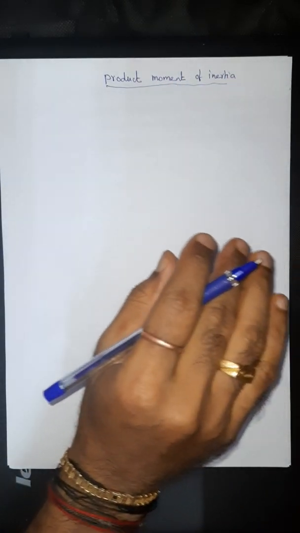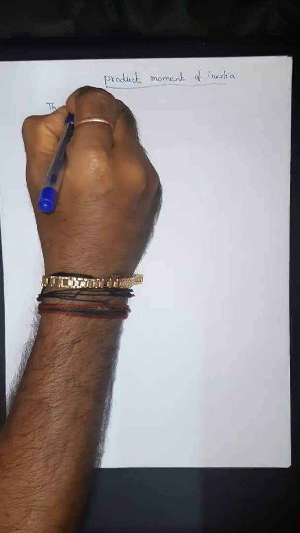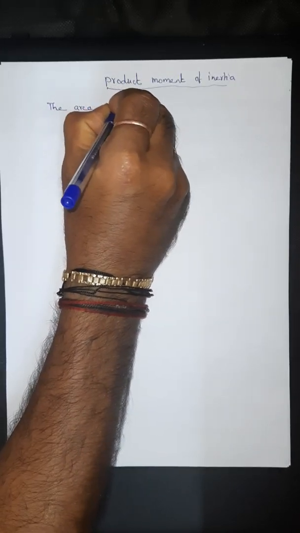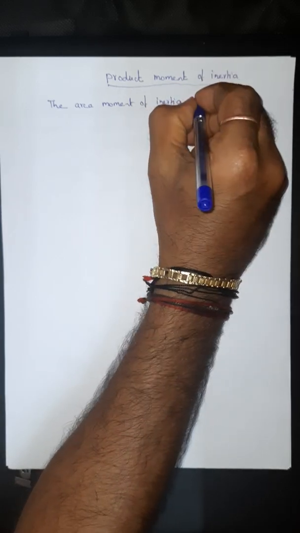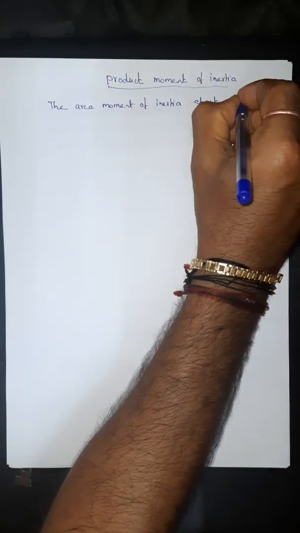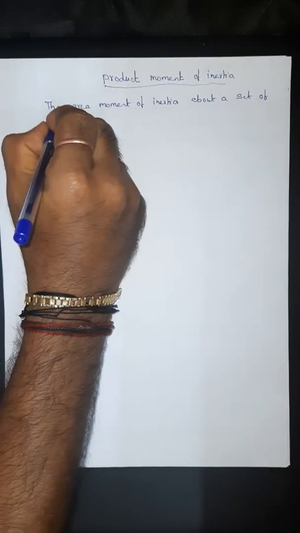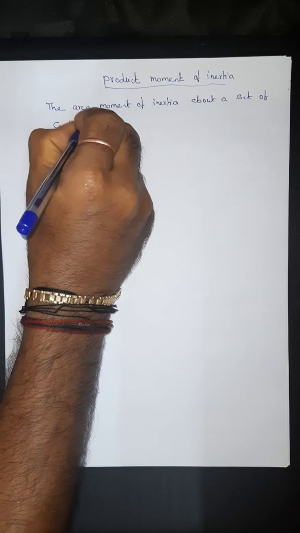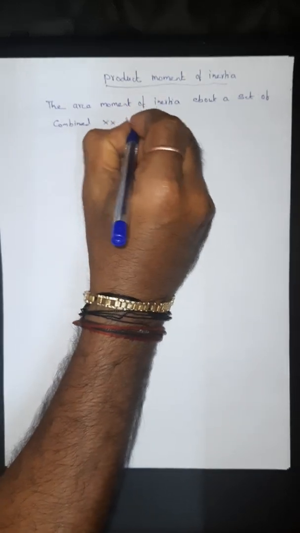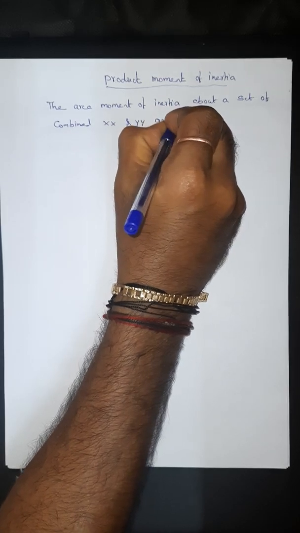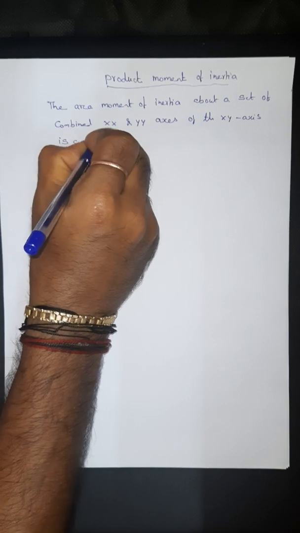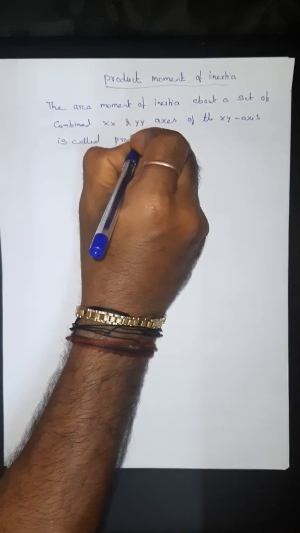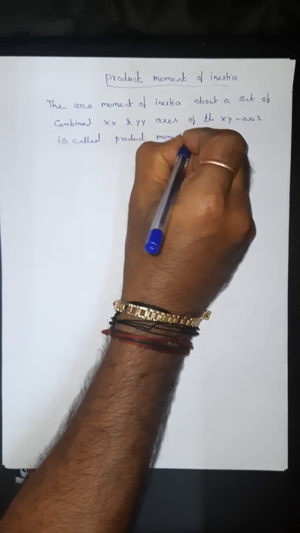So the definition for the product of inertia is the area moment of inertia about a set of combined axes, which is the combined xx and yy axis, the xy axis, is called the product moment of inertia.